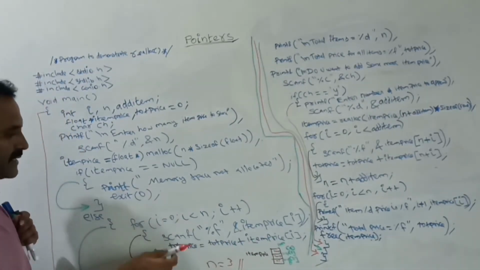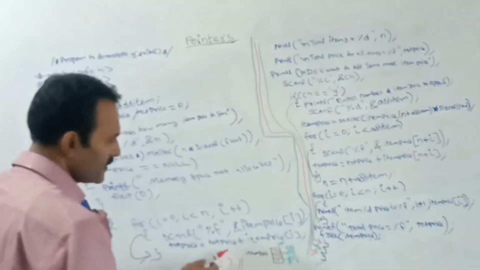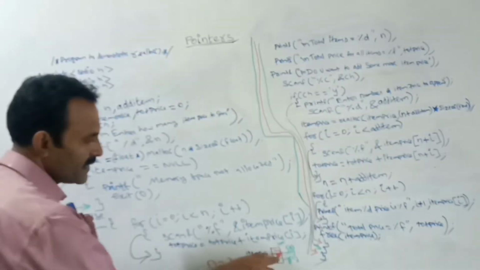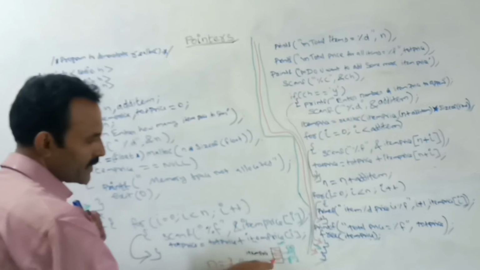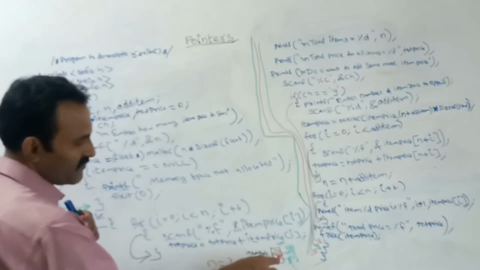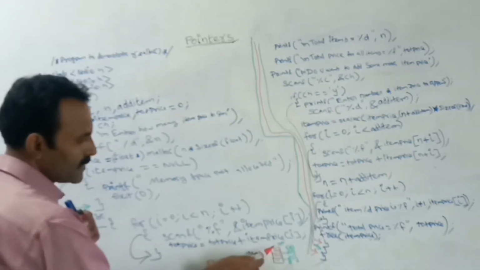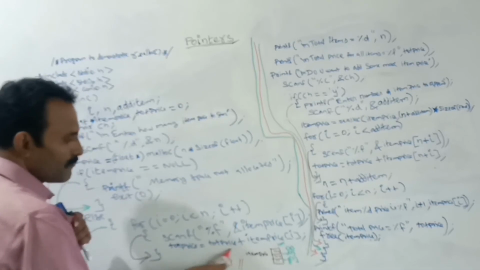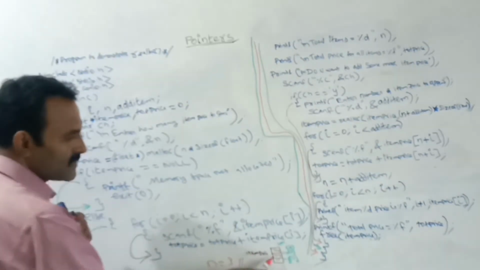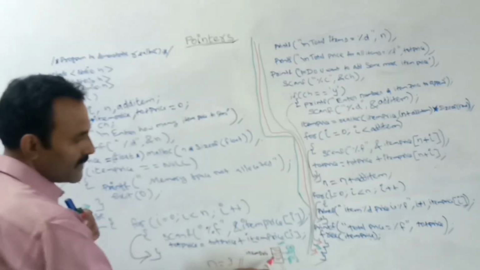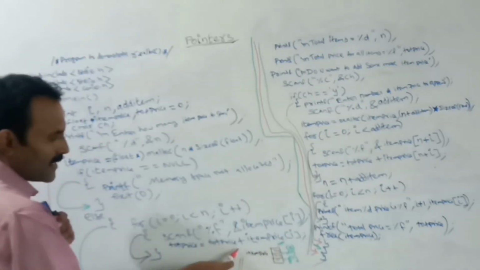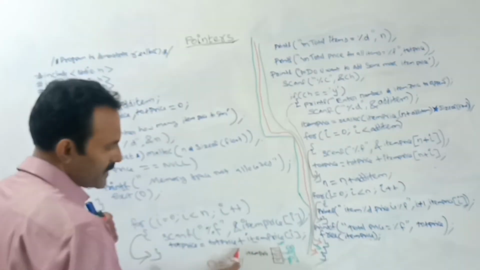Next the i value will be incremented. Now i value is 1. Again it will get the price for the first location. Suppose you are giving 20.5, the previous total price is 10.5. 10.5 plus 20.5 is 31. Now currently total price holds 31.